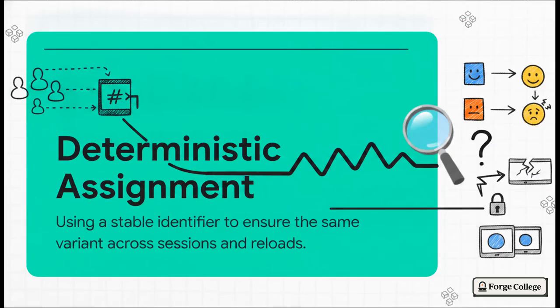But right here is where a lot of developers mess up. To do this properly, you absolutely need deterministic assignment. Now that sounds super complex, but it really just means we use a stable identifier, like hashing a user's ID, to assign them their variant. Why do we do this? Well, if you just flip a random coin on every single page load, a user might see a square button, hit refresh, and boom, suddenly it's a round button. They get total UI whiplash. Deterministic assignment ensures that once a user is in the treatment group, they stay there, keeping their experience stable and, more importantly, keeping your data perfectly clean.